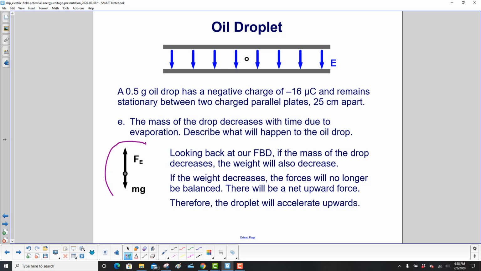We check out our free body diagram. If the mass of the drop decreases, the weight will also decrease. The charge is staying there pretty much, so that's going to be a constant. So if our weight decreases, the forces are no longer balanced, and there will be a net upward force, so the droplet will accelerate upwards.